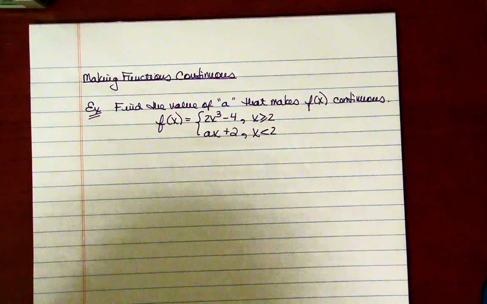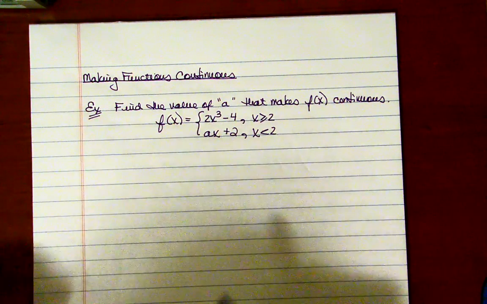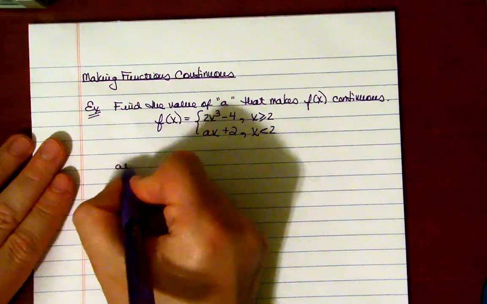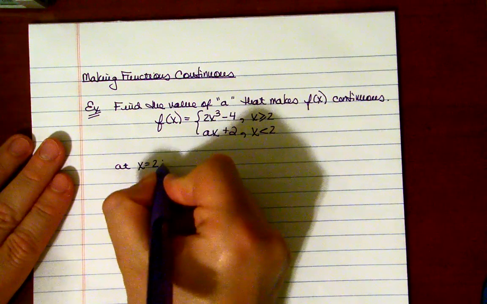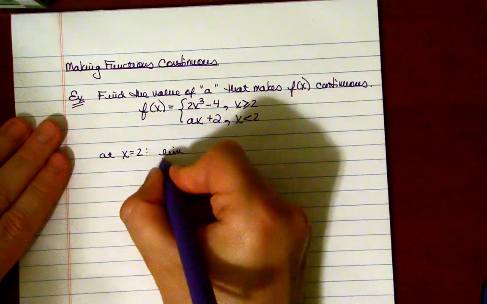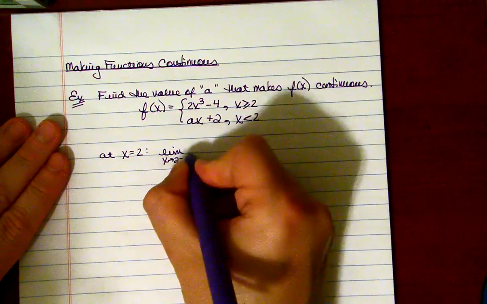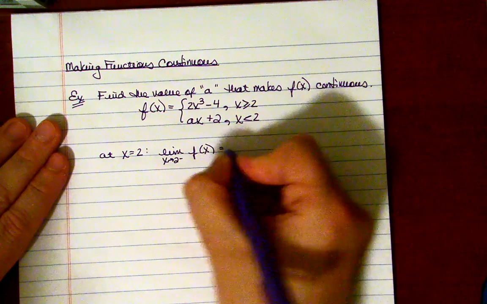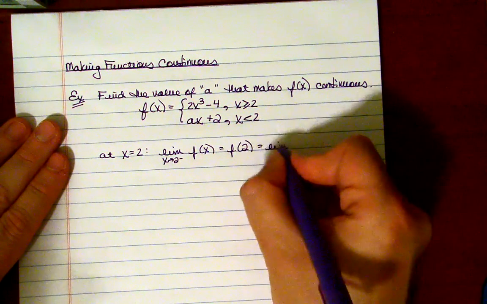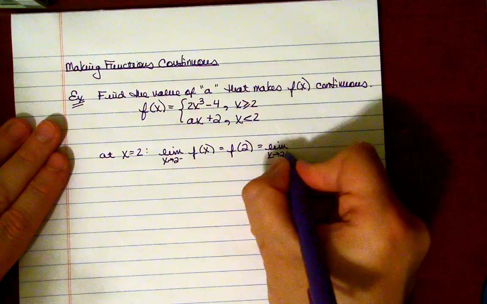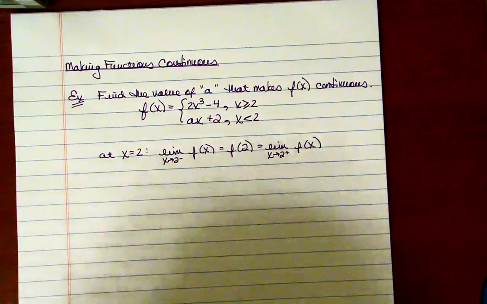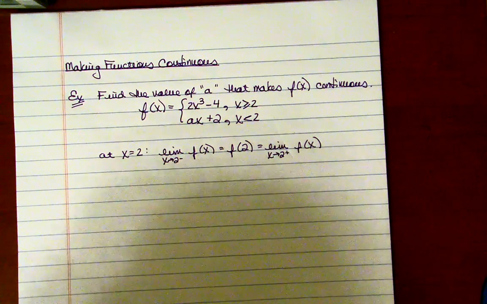Well, first of all, there's only one place I could be discontinuous, where I jump from one piece to the other, at x equals 2. I need to make sure that function is continuous at x equals 2. And since it's continuous, that must mean that the limit as x approaches 2 from the left of my function must equal f of 2, must equal the limit as x approaches 2 from the right of the function. We're going to be continuous, so all three of these things must be equal.